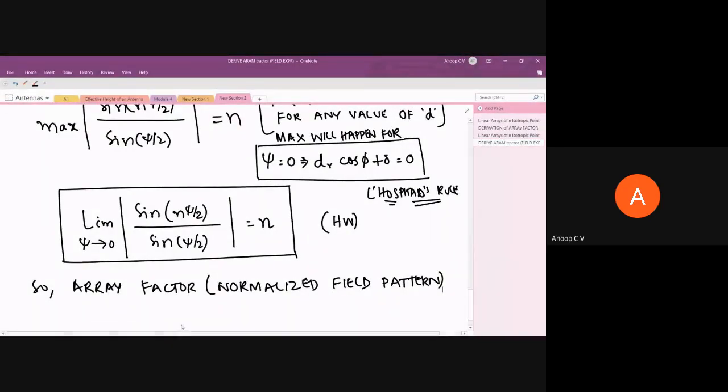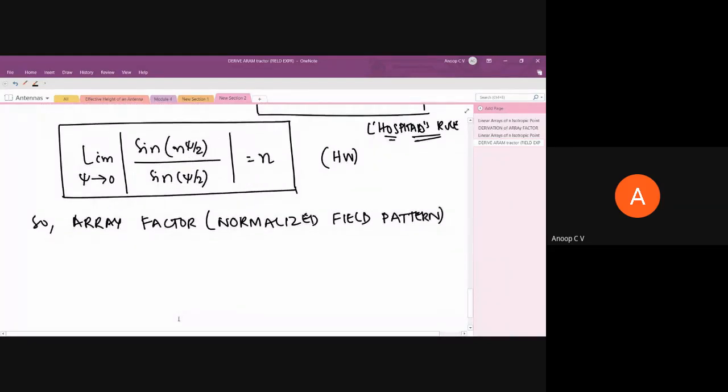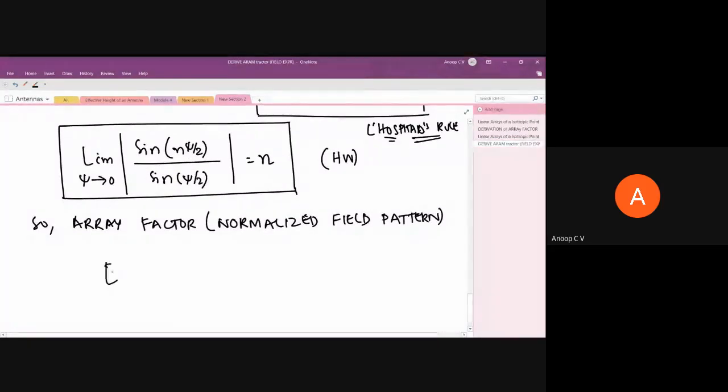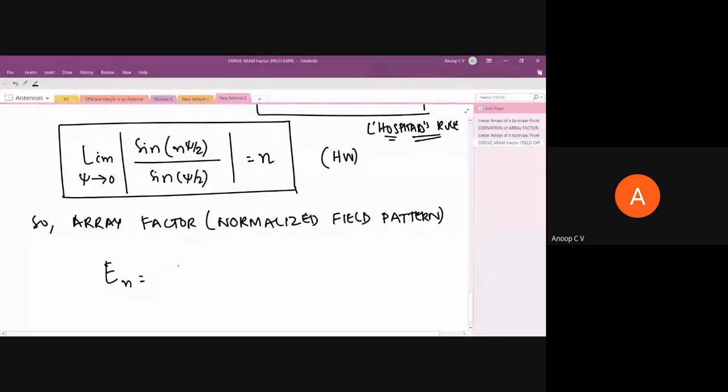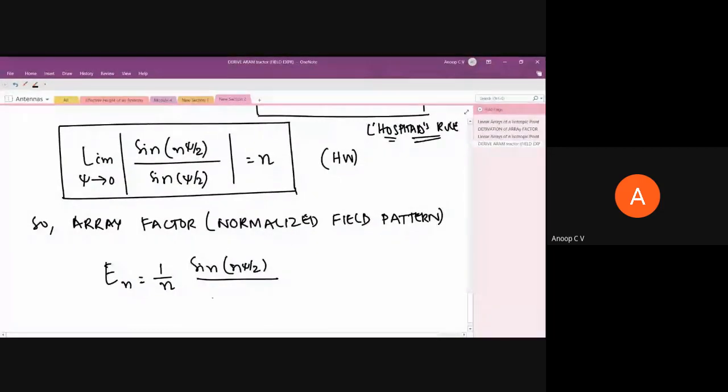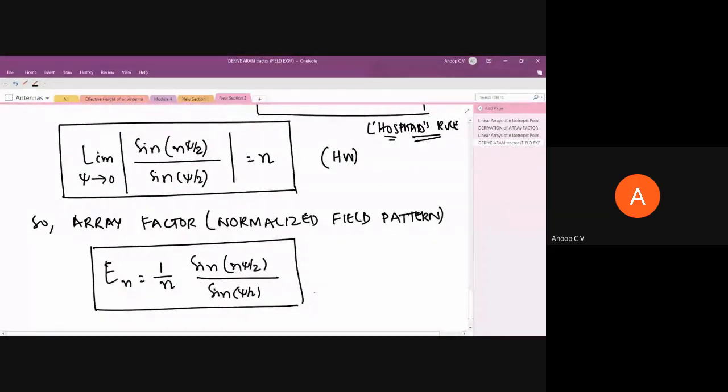That I can write as En is equal to 1 by n, sine n psi by 2 divided by sine psi by 2. This is n's maximum value, so I should divide it by n. So this is the array factor. If in the exam they ask you to derive the array factor and you write only sine n psi by 2 by sine psi by 2, you may not get full marks. You should divide it by n.